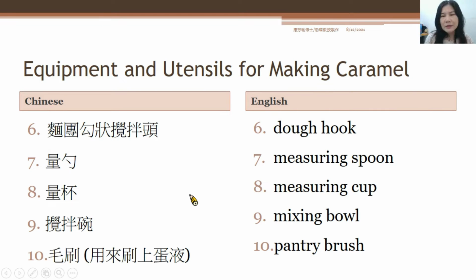Okay, and of course you need a mixing bowl. So you put all the ingredients into a bowl and you mix it. And the last term is pastry brush. Use this kind of brush to brush the egg onto the dough.